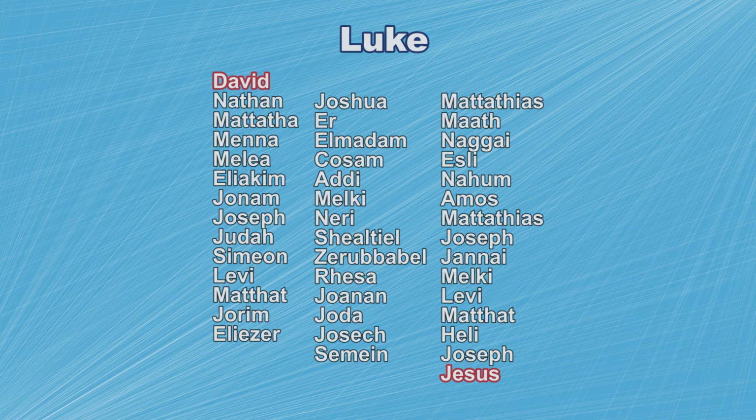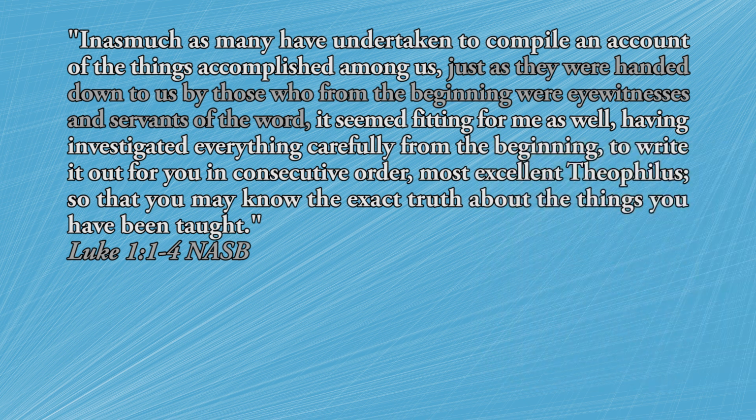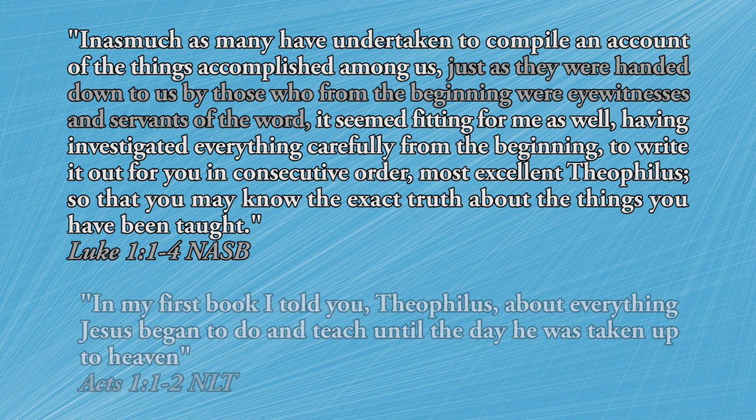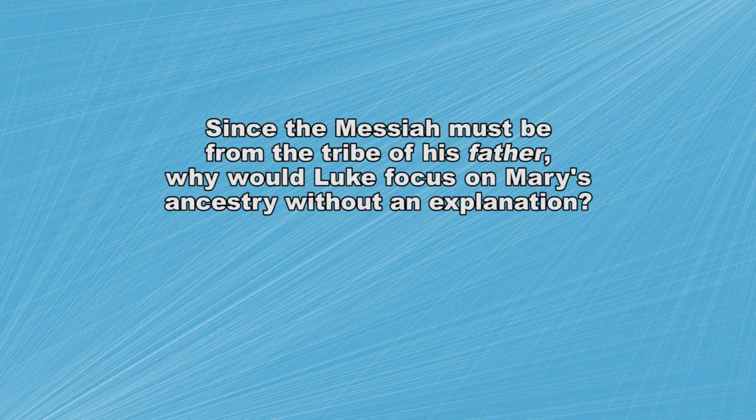Furthermore, Luke writes in the introduction to his Gospel, "Inasmuch as many have undertaken to compile an account of the things accomplished among us, it seemed fitting for me as well, having investigated everything carefully from the beginning, to write it out for you in consecutive order, most excellent Theophilus, so that you may know the exact truth about the things you have been taught." If Luke is attempting to provide a definitive, orderly account of the Gospel, not only by writing this book, but also the book of Acts, why would he omit something as crucial as Joseph's genealogy? Since the Messiah must be from the tribe of his father, why would Luke simply focus on Mary's ancestry without clarifying his reason for this?